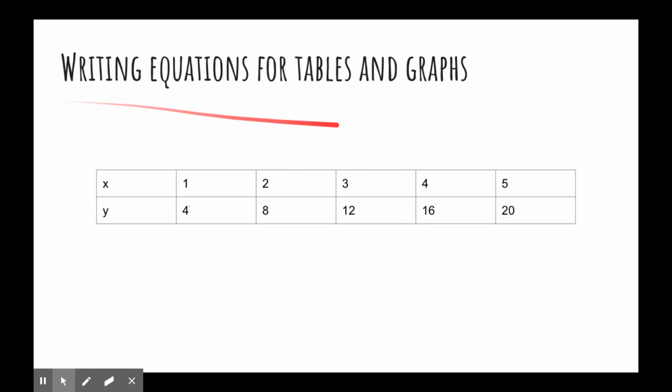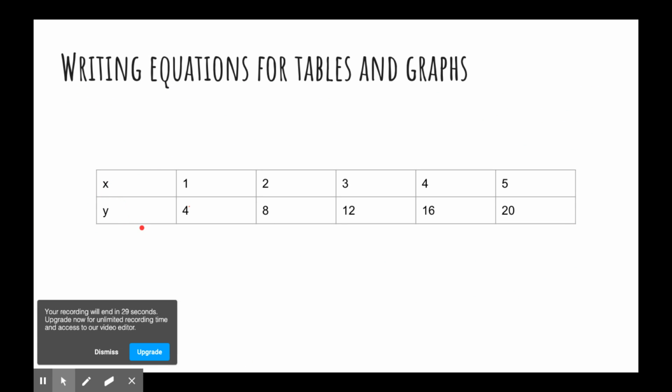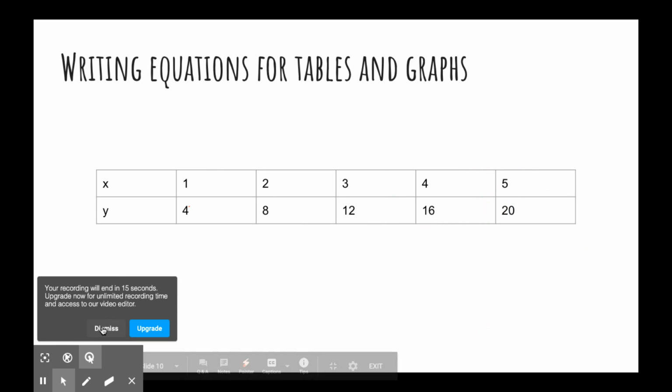Okay, now I want you to look at this example, and I want you to tell me what the constant is. Okay, if you said 4, you're absolutely correct. 1 times 4 is 4, 2 times 4 is 8, 3 times 4 is 12, 4 times 4 is 16, and 5 times 4 is equal to 20.